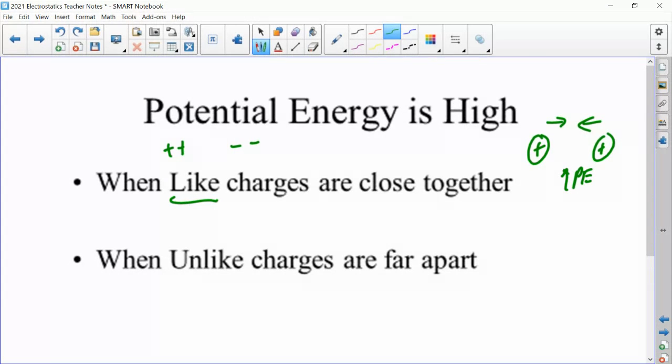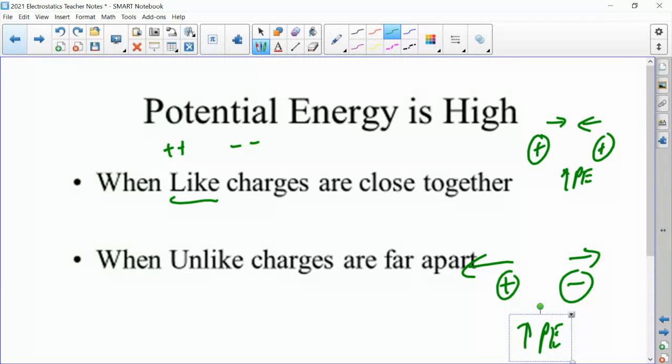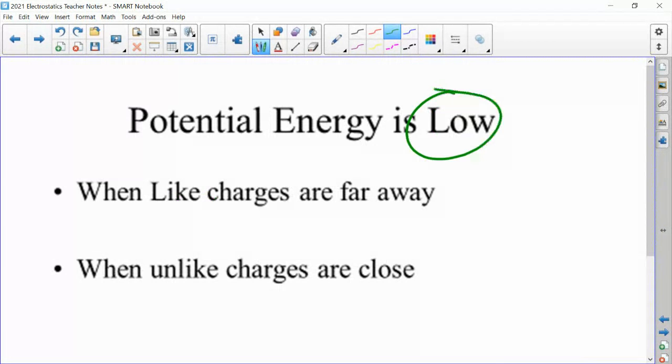Okay? But if they were unlike charges, then they attract one another, much like gravitational force. So I have a positive charge and a negative charge. And if I separate them, the more I separate them, the greater the potential energy is going to be. As they get closer, there's going to be less potential energy because they're going to be able to do less work. So potential energy is low when like charges are far away and when unlike charges are close. That's the opposite of what we just said. Like charges close together, unlike charges far apart, it's high. When they're far away and close, the potential energy is low.